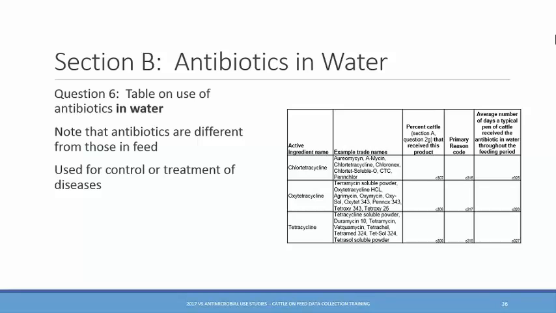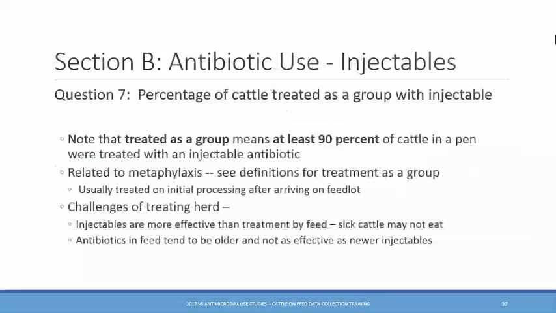Okay, so we're going to move on then to injectables. I just wanted to see in the manual what page we're on. We're on page 68 now in the manual, moving on to injectable antibiotics. And with injectables, the information we're interested in is the percent of cattle treated as a group with an injectable.